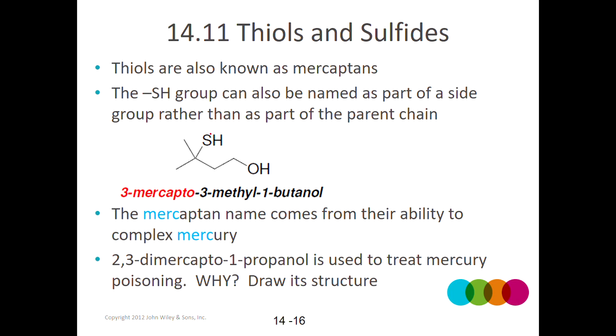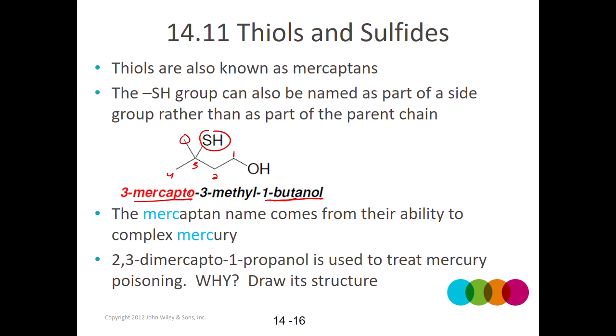Sometimes you might have to name it as a substituent instead of part of the parent chain. So if I'm numbering this one, 1, 2, 3, 4, the OH takes priority over the SH. So that would be 4 carbons, gives me but, and I've got an OH on carbon 1, so it's 1-butanol. Obviously I have a methyl on 3, and then I have this SH on 3. And so to name an SH group as a substituent, it's not a thiol, it's a mercapto group.